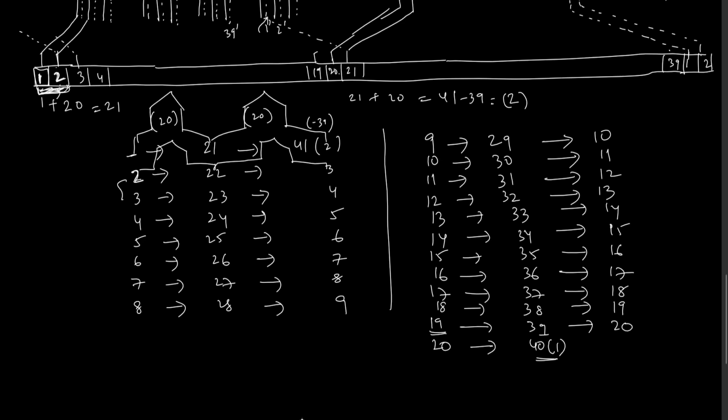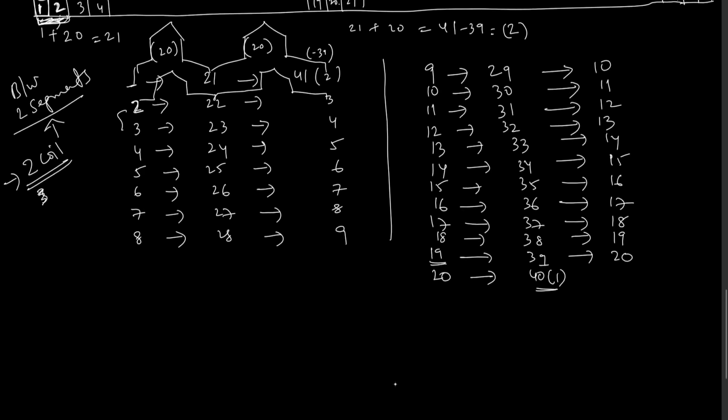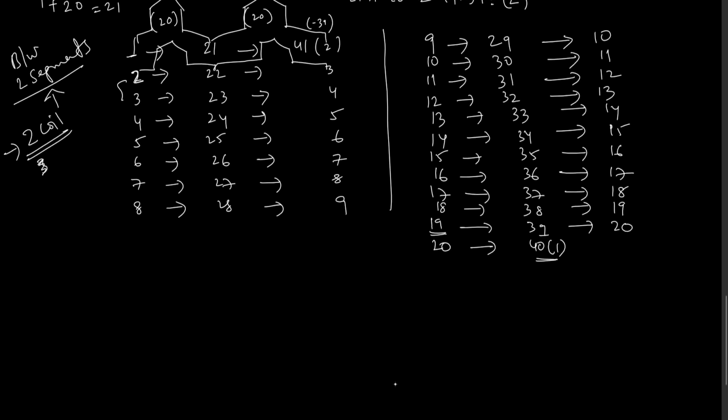Okay, so between the two segments, in this example we have two coils. Okay, so now this is a closed circuit, and it is having this sort of connections. Let me draw the closed circuit also.